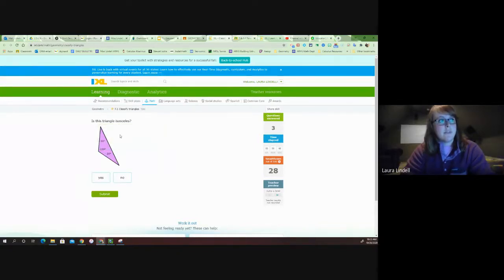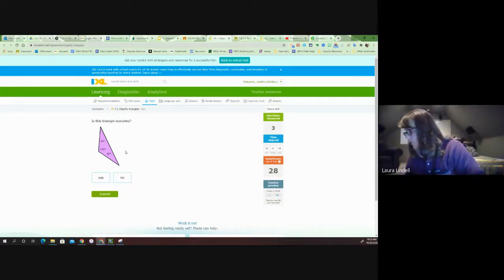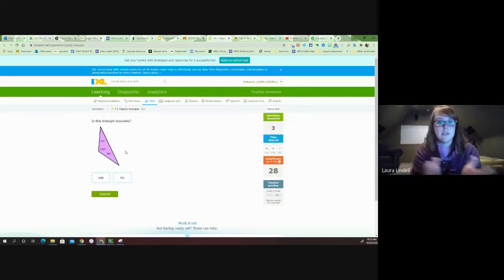Then it'll say something like, is this triangle isosceles? Now, this is the part where we do have to use a little bit of what I mentioned before briefly. If you have two angles that are the same, then you have two sides that are the same. If you have three angles that are the same, then you have three sides that are the same. That's where we had that equilateral and equiangular thing are the same. Well, if you have two angles that are the same, then you also have two sides that are the same. So this would be yes.